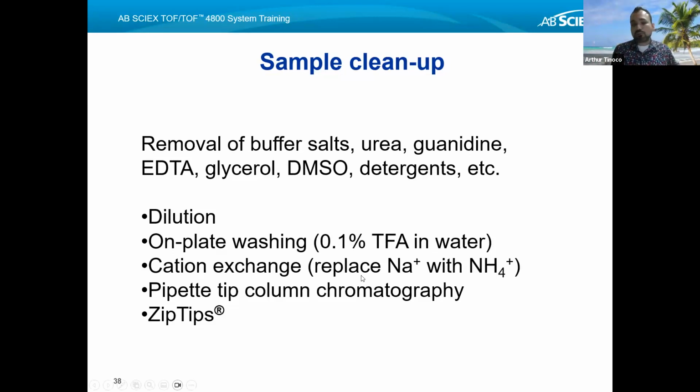You can also apply your samples onto a column and use a type of chromatography. People might use cation exchange, for instance, if you want to replace sodium with ammonium.